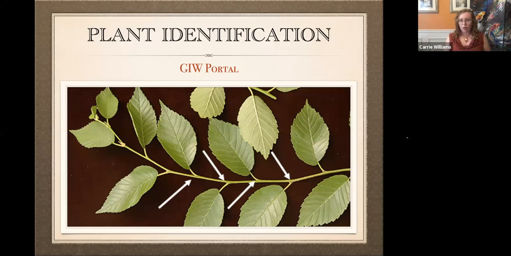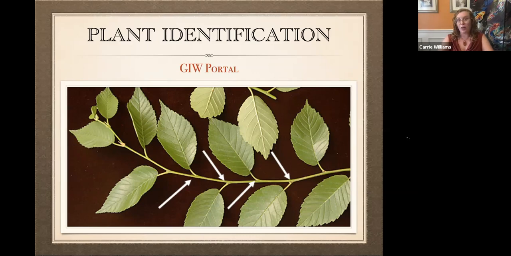So we're going to start by looking at plant identification, because there's many different plants in the world. Not as many plants as there are insects, but there's certainly a lot of plants out there, and there's no way on this earth you're going to be able to know by heart every single plant out there. That's not what we're really asking you to do.